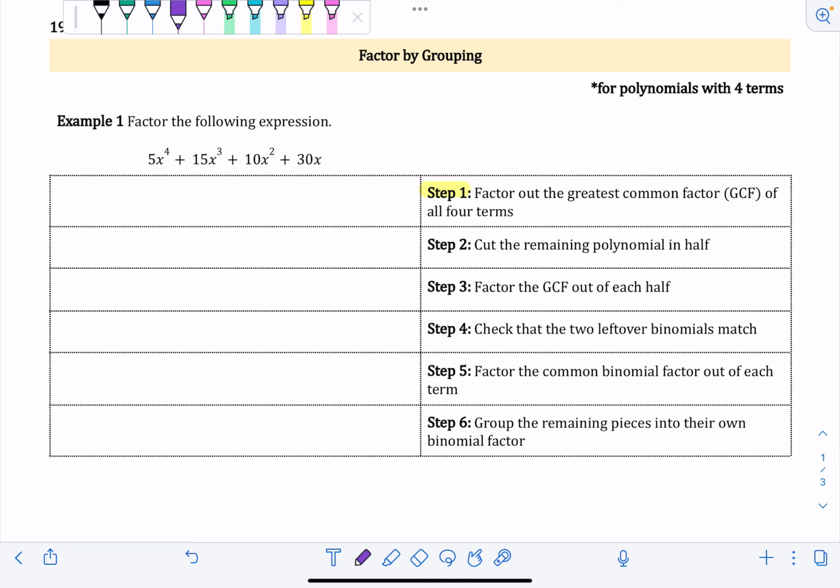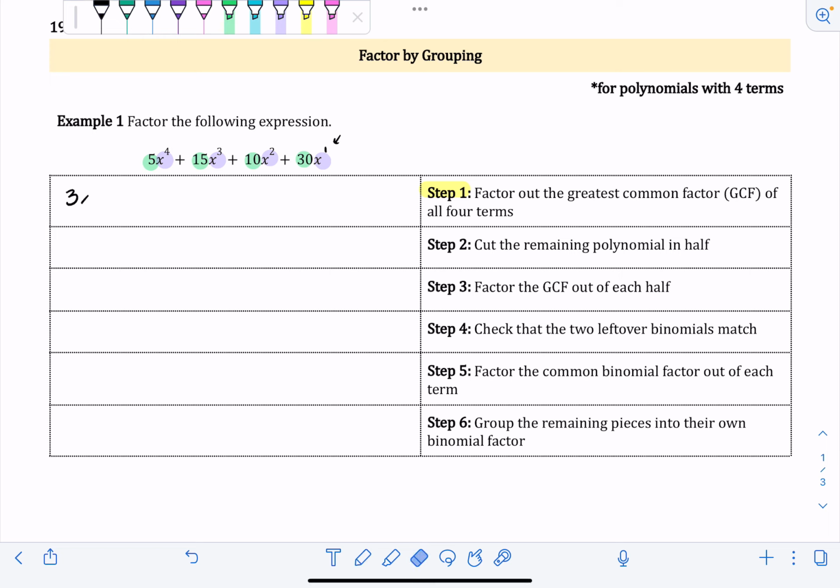First we check for what the greatest common factor of the coefficients might be. The coefficients are 5, 15, 10, and 30, and I know all those numbers are divisible by 5, so I can definitely factor out a 5. For my x's, I have x to the fourth, x cubed, x squared, x to the first power. They all have an x, so I can factor out an x, but I can only pull out the lowest one they have in common, which is x to the first power.